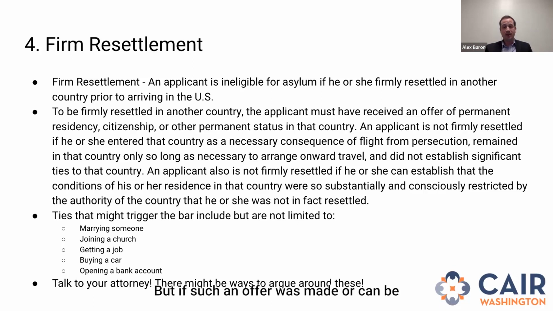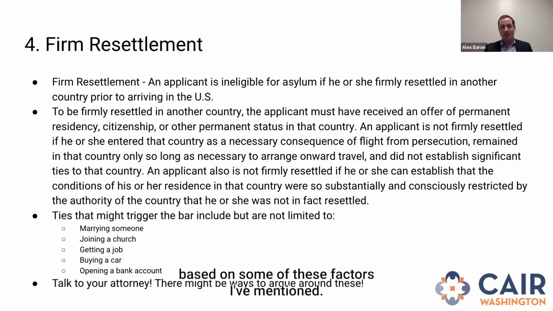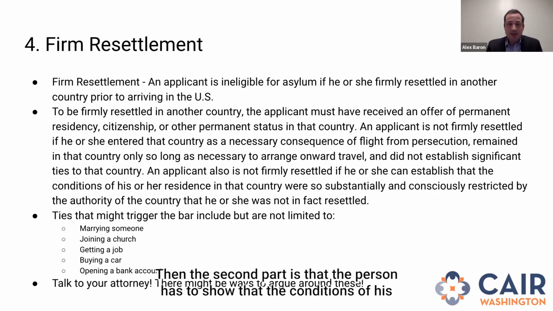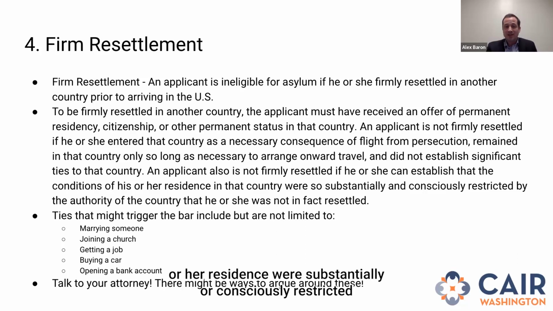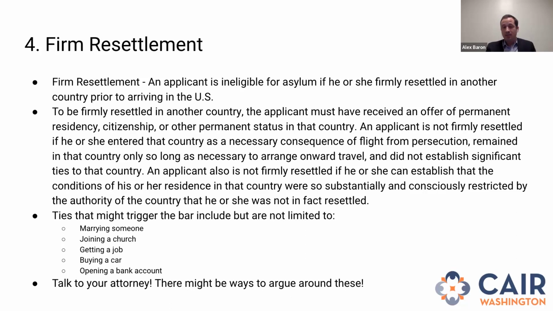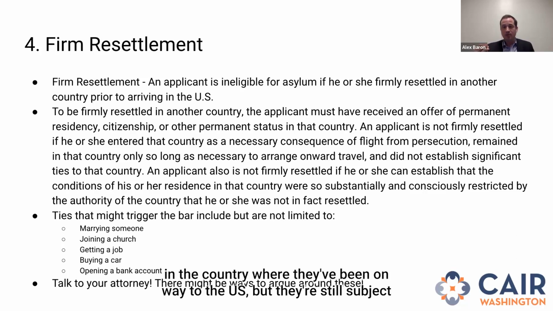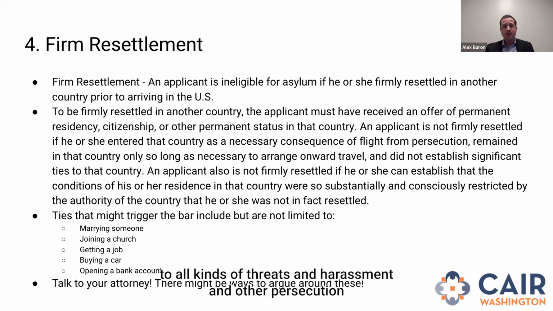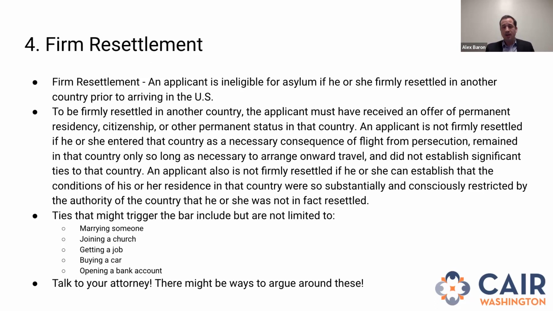But if such an offer was made or can be construed by the adjudicator to have been made based on some of these factors I've mentioned, then the second part is that the person has to show that the conditions of his or her residence were substantially or consciously restricted by the authority of that country so that in fact they were not resettled. So for example, a person gets a type of refugee status in the country where they've been on the way to the US, but they're still subject to all kinds of threats and harassment and other persecution by the authorities there or by community members there.